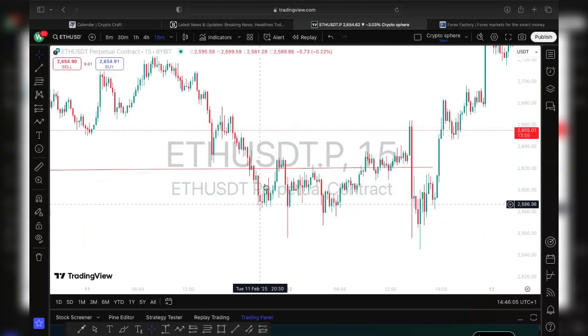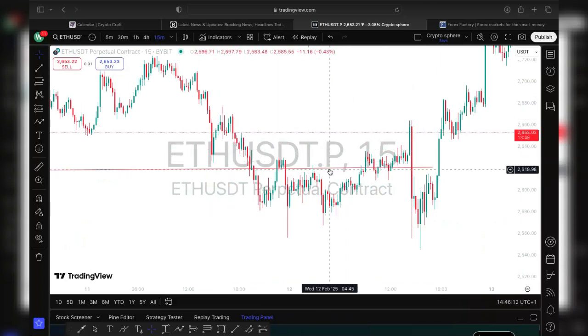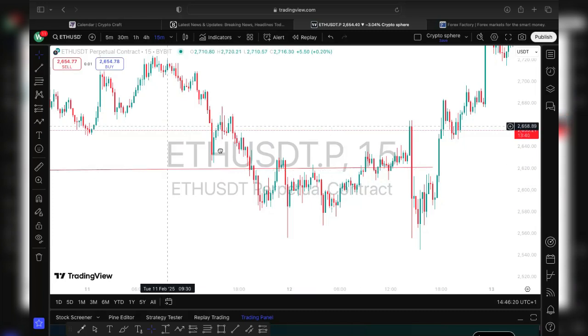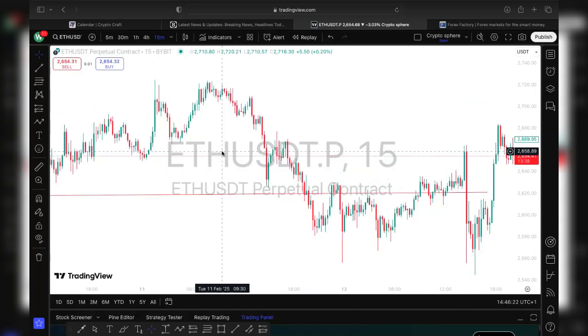After breaking it to the downside, what happened? Once price gets there, it's what? Sell again. Gets there, sell again. Gets there, sell again until this happened, right? So this was a support level that turned into a resistance level. It was a support level that turned into a what? A resistance level. Let's look out for more examples.